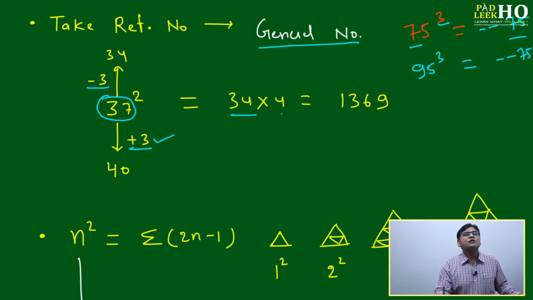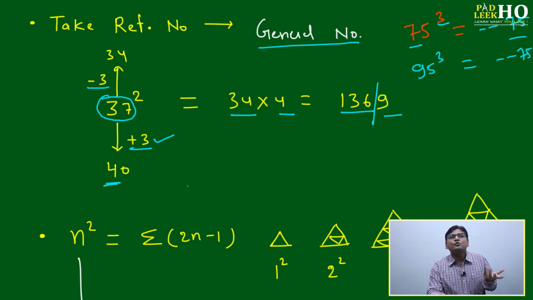What you have to do? You have to just multiply 34 into 4. It will become 136. And whatever deviation is there, 3, you just multiply 3 into 3, 9. Over. Any number you can find, and you can fix the reference number based on your convenience.